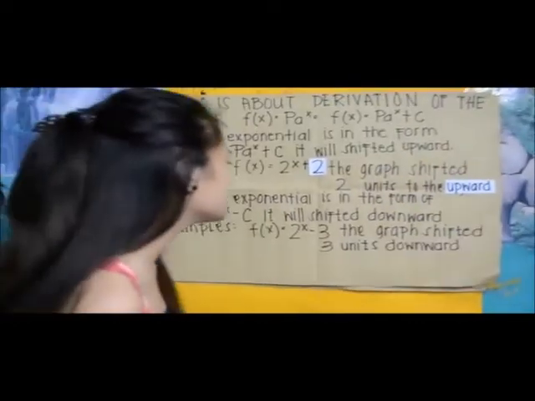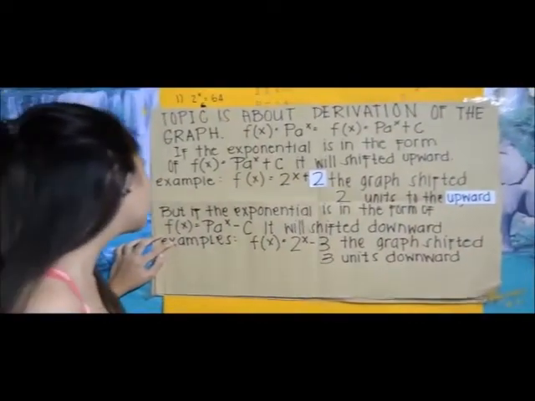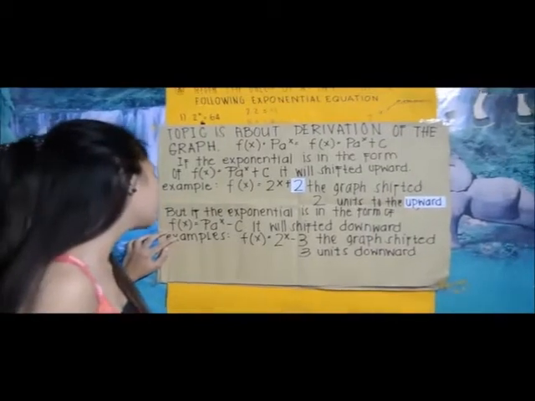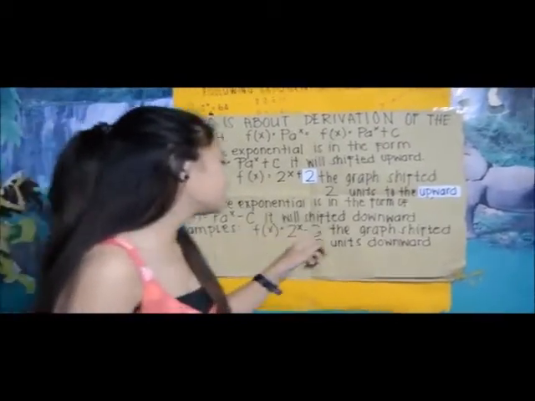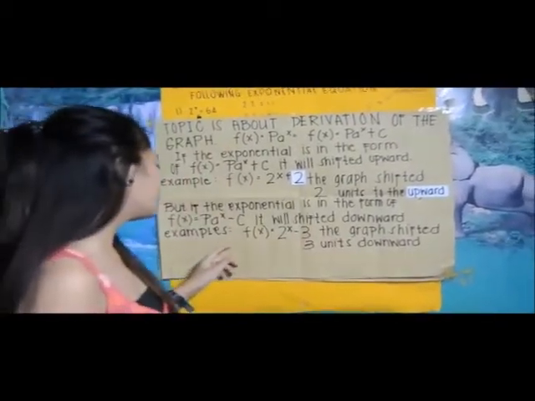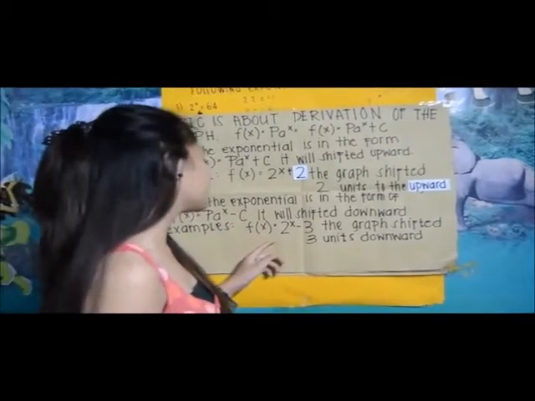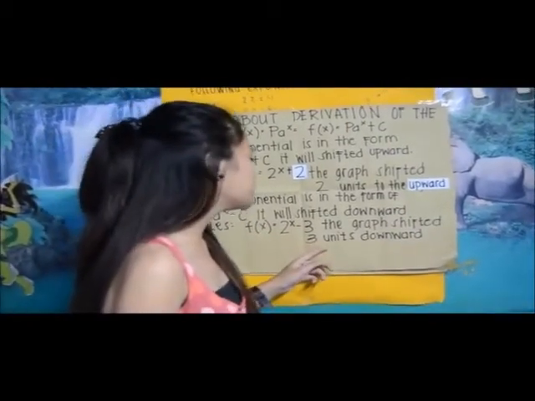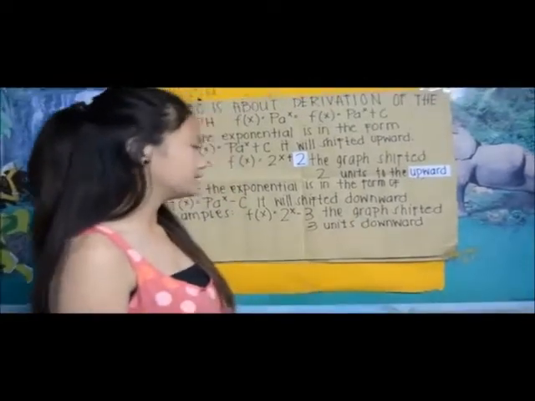But if the exponential is in the form f of x is equal to a raised to x minus c, it will shift downward. Example, f of x is equal to 2 raised to x minus 3. The graph shifted 3 units downward.